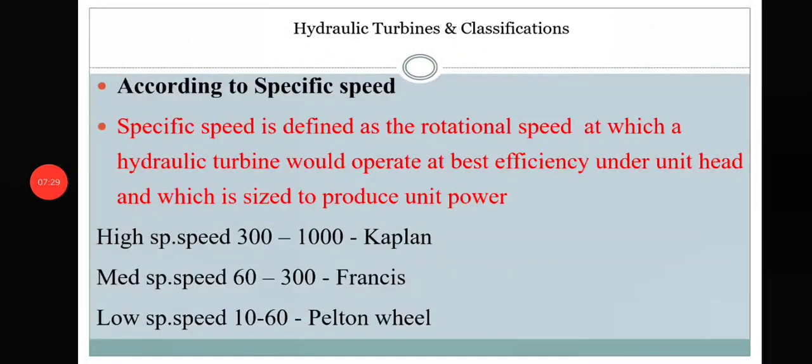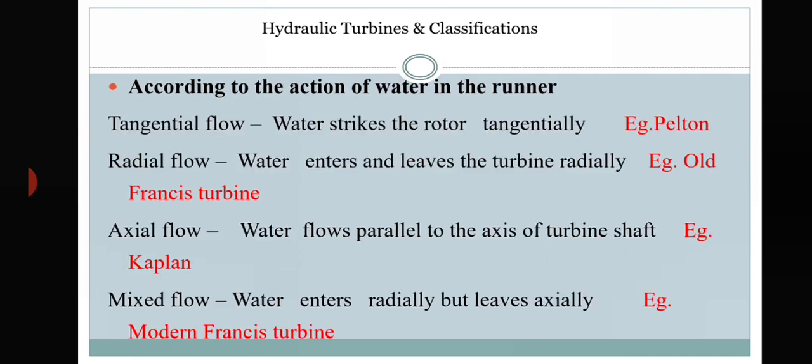Coming to the next classification, you are having based on the specific speed, where the term specific speed means it is the rotational speed at which the hydraulic turbine will operate at best efficiency. So best efficiency means whenever you are having high speed, you require only very low specific speed. So that is why low specific speed turbine is a Pelton wheel, and high specific speed turbine will be a Kaplan turbine, where you require much rotational speed to produce the same amount of power produced at a Pelton wheel, comparatively between say Kaplan and Pelton. Definitely for the medium one, the example will be a Francis turbine.